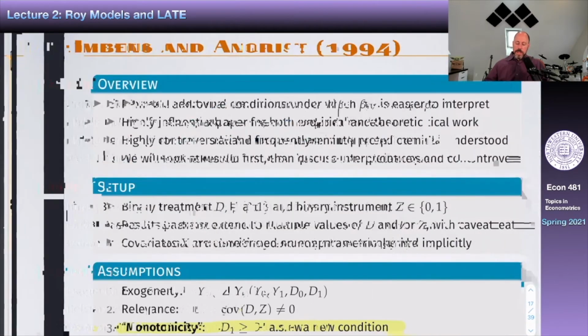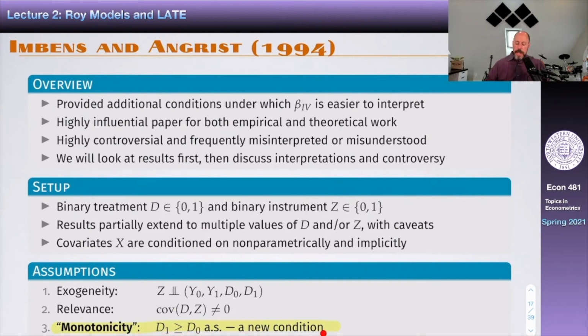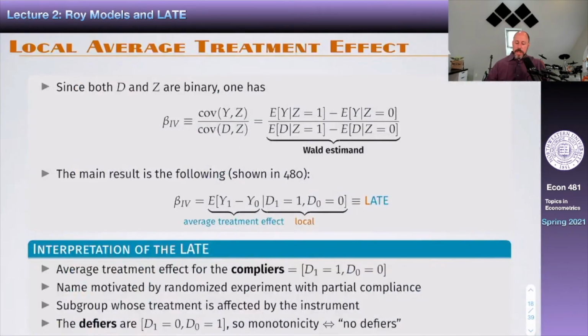So then what is the beta IV? The estimate is the covariance of Y and Z divided by the covariance of D and Z. We worked this out in 480, so I'm not going to do it again. You work it out, and it is the expected value of Y given Z equal to 1 minus the expected value of Y given Z equal to 0, divided by the expected value of D given Z equal to 1 minus the expected value of D given Z equal to 0. We discussed before that this is called the Wald estimate.